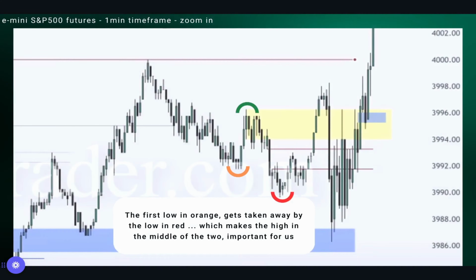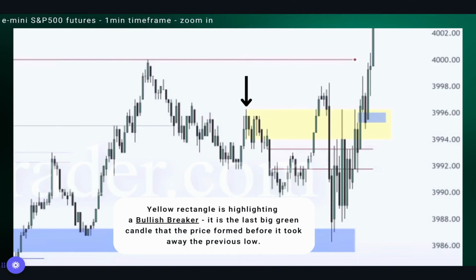We see here some lows and some highs. The first low in orange gets taken away by the low in red, which then makes the high, like the high in green, between those two lows, very important for us. You can see here a yellow rectangle that's highlighted, and that's a bullish breaker. It is the last big green candle that the price formed before it took away the previous low.